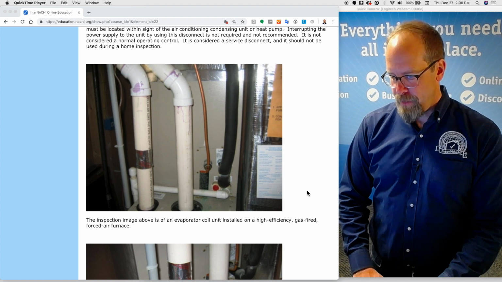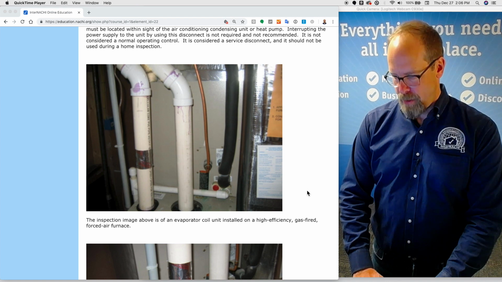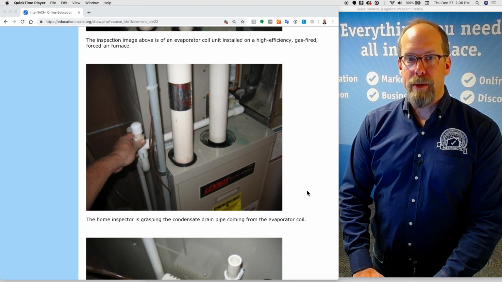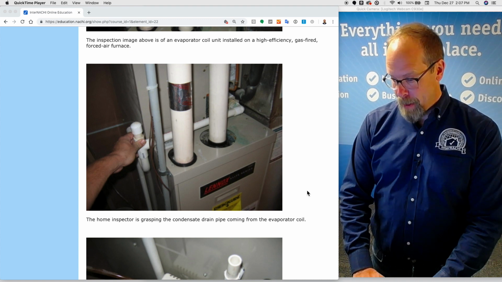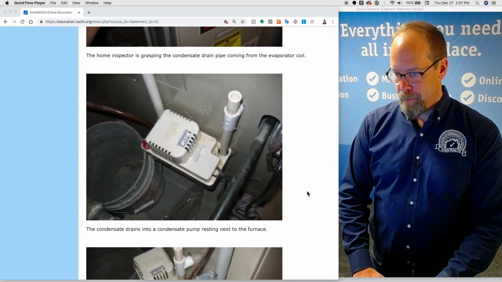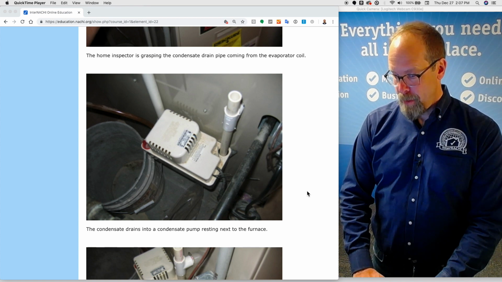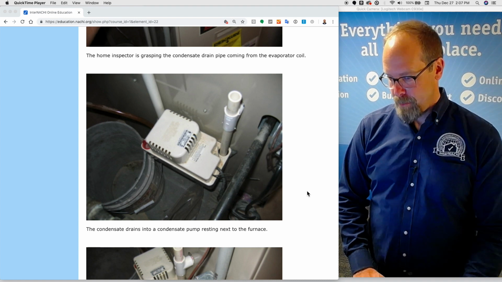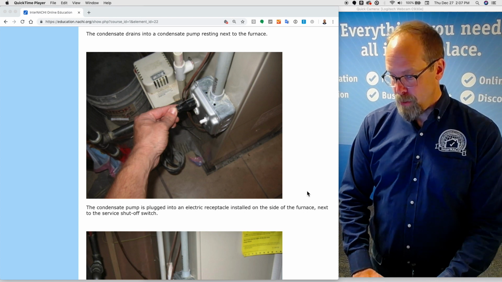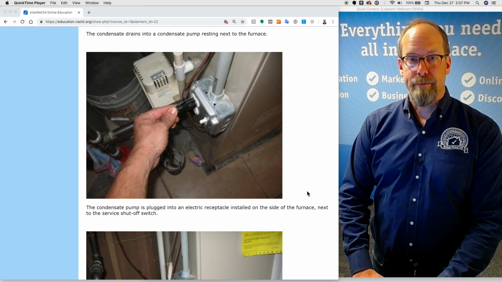This inspection image is of an evaporator coil unit installed on a high-efficiency, gas-fired, forced air furnace. In this inspection image, the home inspector is grasping the condensate drain pipe coming from the evaporator coil. In this inspection image, the condensate drains into a condensate pump resting next to the furnace. In this inspection image, the condensate pump is plugged into an electric receptacle installed on the side of the furnace next to the service shutoff switch.